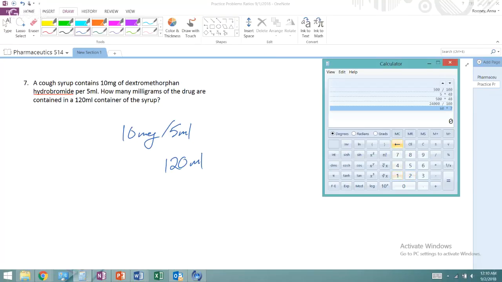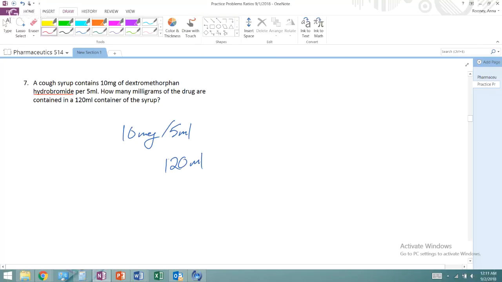So there are 2 different ways you can do this one. Again, pharmacy's so fun. You can take 10 and divide it by 5, and you find out how many milligrams are per milliliter. So there's 2 milligrams per milliliter. You just multiply that by 120. All right, so we find out that there's 240 milligrams.